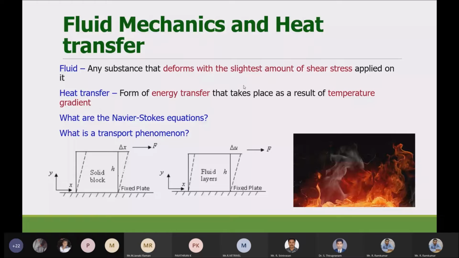Once again I want some volunteers. Could anyone tell me the difference between thermodynamics and heat transfer? Because if you split thermo and dynamics, it's almost heat transfer. But if anyone could find the difference, you might be able to crack interviews. Students, please unmute yourself, you don't have to be shy. I'm not going to punish you if you give the wrong answer. So please feel free.